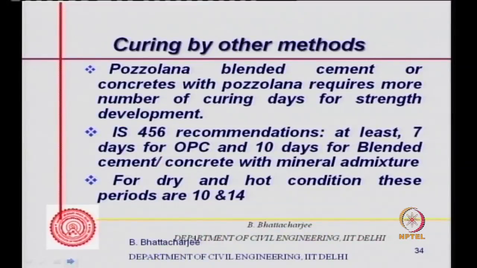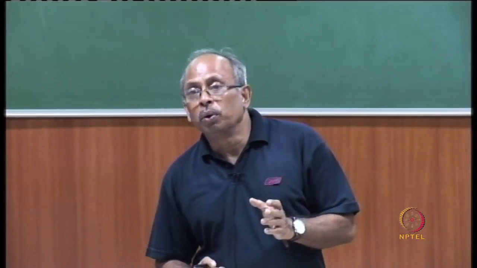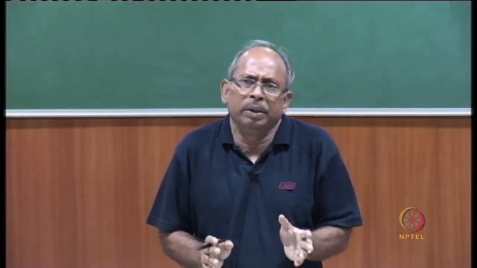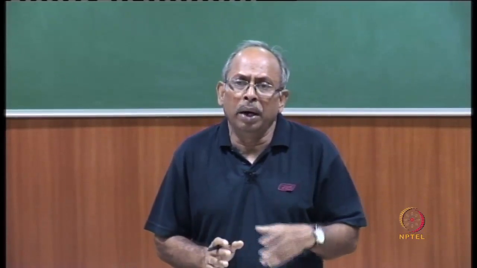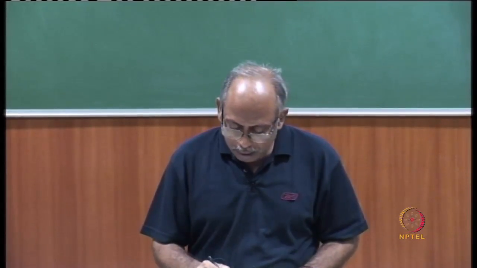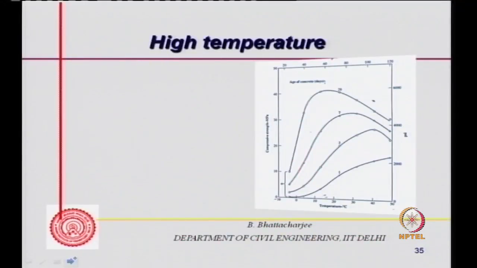Other codes are much more elaborate. I don't have time here to talk about those. Some of them talk about curing depending upon water cement ratio, also the kind of evaporation losses possible, and air velocity. For example, the erstwhile British code was quite elaborate in this respect. Our code is much simpler. Okay, so that's what it is. What about temperature?